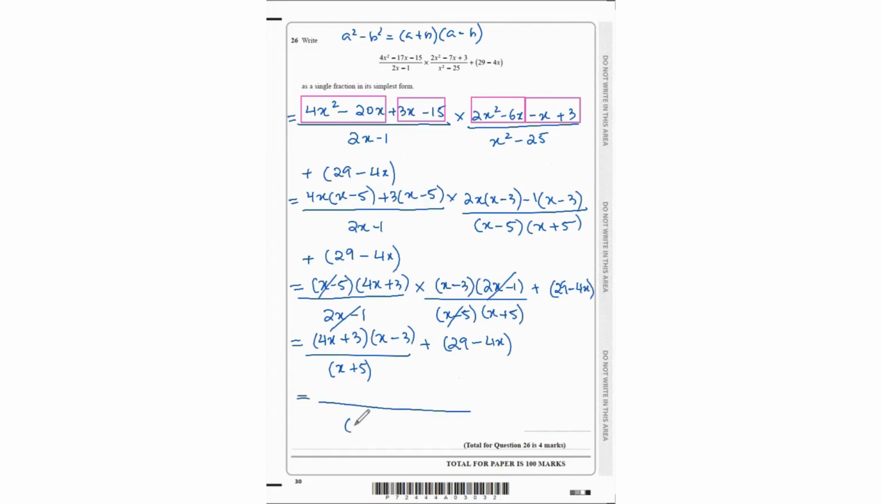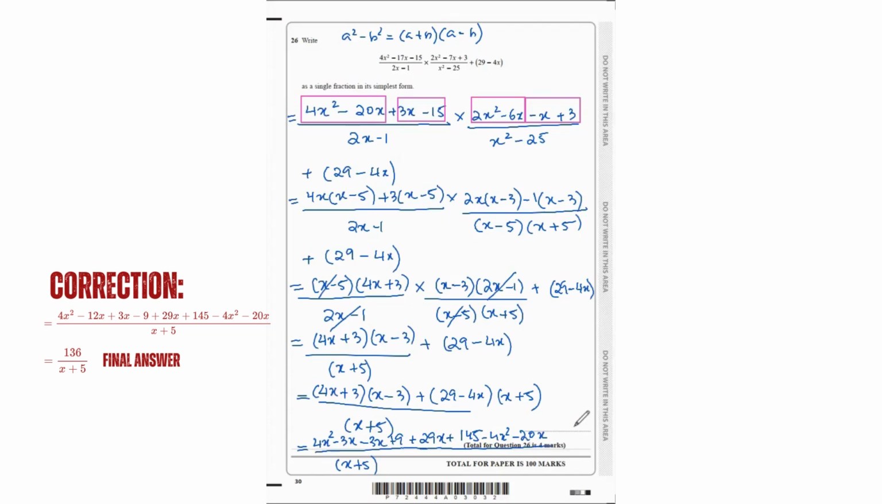So we make this into a single fraction. So (4x + 3)(x - 3) + 29 - (4x)(x + 5). We can expand the bracket and then collect the like terms. So that's going to give us 4x² - 3x - 3x + 9 + 29x + 145 - 4x² - 20x.